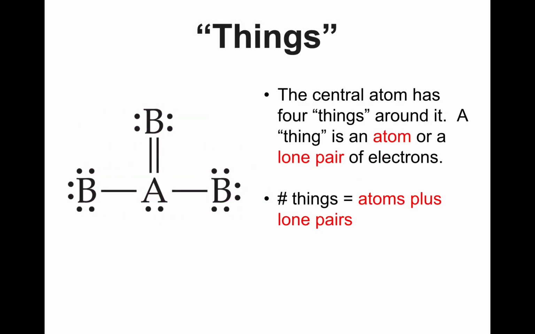Okay, so we're going to talk about things. These things are things around the central atom. The central atom is just exactly how it sounds. It's the atom that's in the center of the shape. A thing around it is either a bonded atom, which could be a single, double, or triple bond, or a lone pair of electrons. The number of things equals the lone pairs of electrons plus the atoms that are bonded.